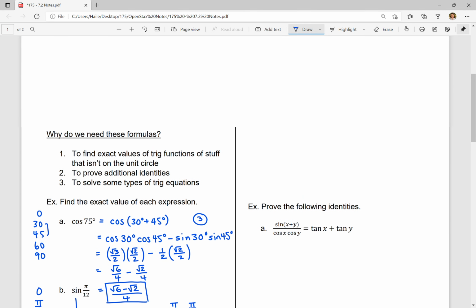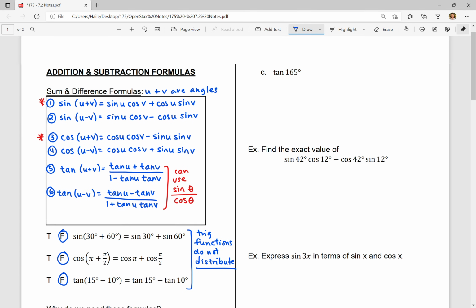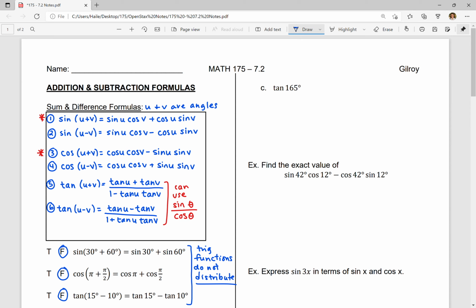So we're going to try one more using the tangent formula. This one we have tangent of 165. This one might be slightly more difficult just because now we're dealing with an angle that's not in quadrant 1. So let's maybe think about what are our angles in quadrant 2. We know in quadrant 1 we have 0, 30, 45, 60, and 90. And then quadrant 2 we haven't talked about quite as much. So maybe let's talk about those angles.